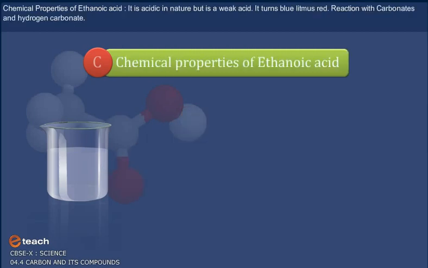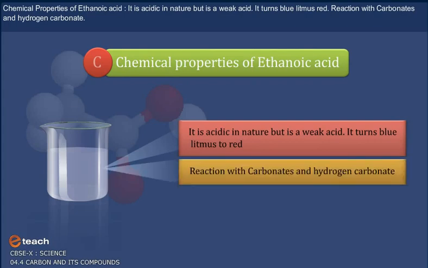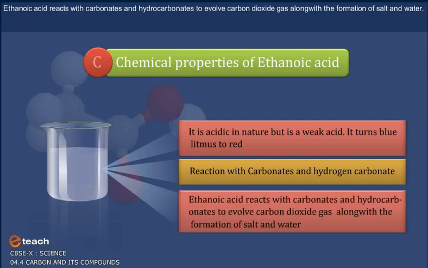Chemical properties of ethanoic acid. It is acidic in nature, but is a weak acid. It turns blue litmus to red. Reaction with carbonates and hydrogen carbonates. Ethanoic acid reacts with carbonates and hydrogen carbonates to evolve carbon dioxide gas along with the formation of salt and water.